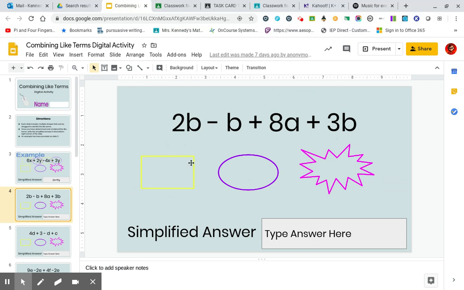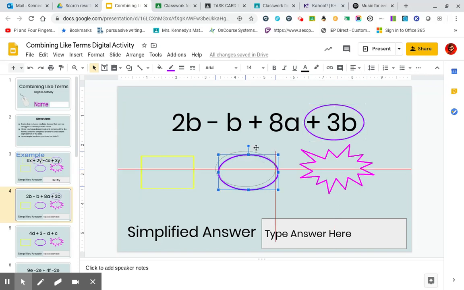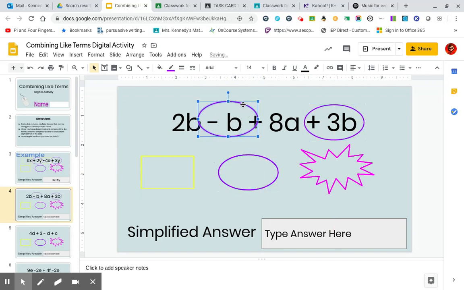So we have rectangles, ovals, and this pink kind of shape. There are only 2 different letters I see here. I see a B and I see an A. So I'm not going to need 3 shapes for this one. I only need 2. So I'm going to use my oval, and I'm going to put an oval around 3B. And I see another B over here, a minus B. I'll even make it smaller. Okay, minus B. And then over here, I have a 2B.